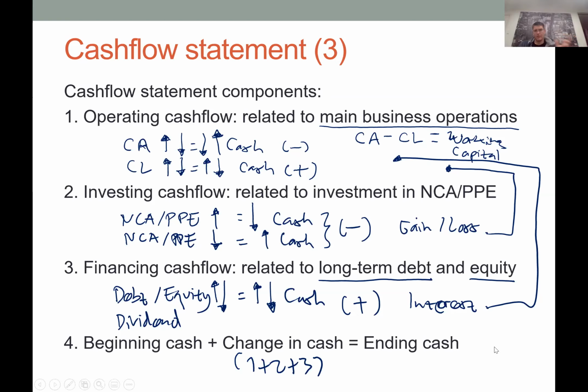So beginning should equal ending cash? Yeah. No. The beginning plus the net cash flow. This is net cash flow. It should be equal to the ending cash balance. Okay, so beginning cash plus net cash flow equals the ending cash.